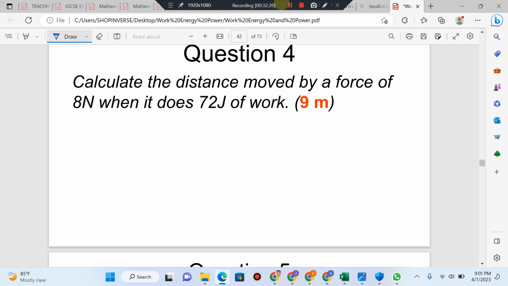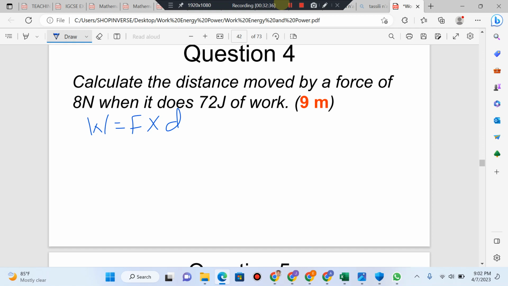All right, guys, let's move to the next one. So we keep solving. You keep solving, solving, and solving. Calculate the distance moved by a force of 8 Newton when it does 72 joules of work. How do you do that? You start by writing your formula. Work is equal to force times distance.